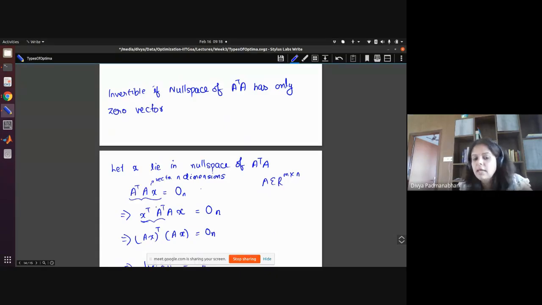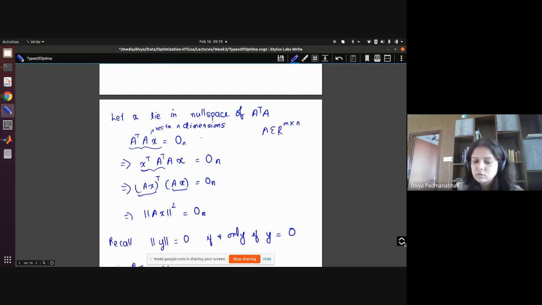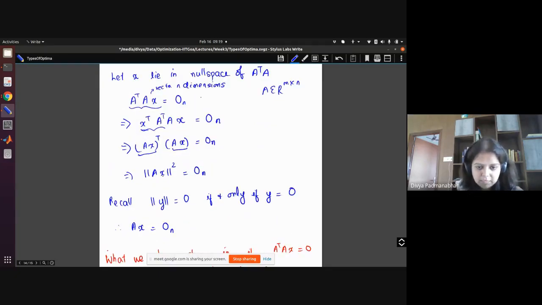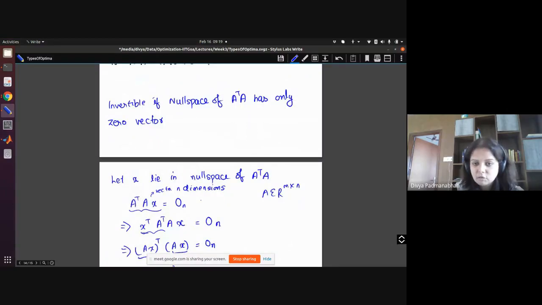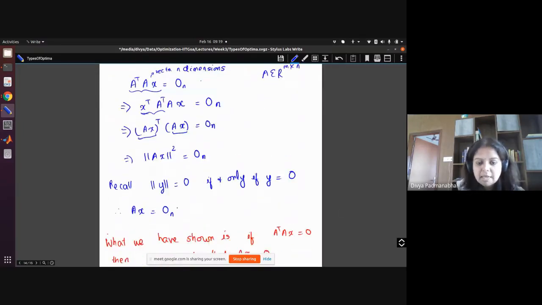Now this is a single vector, and this is the same vector, so it's the dot product of a vector with itself, and that is just the norm. That's what we write as a norm, and this is zero. If you remember, a norm takes the value zero if and only if every component of the vector takes a zero value. So that's why every element of Ax is zero. What we have shown is that we started off with a vector which lies in the null space of A transpose A, and then we showed that it also lies in the null space of A.